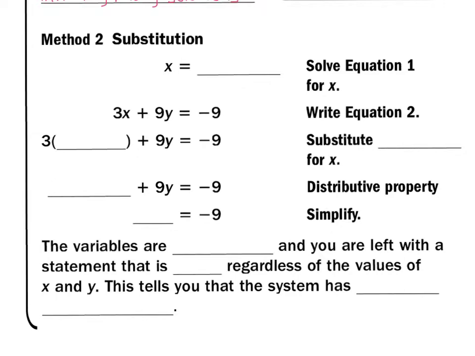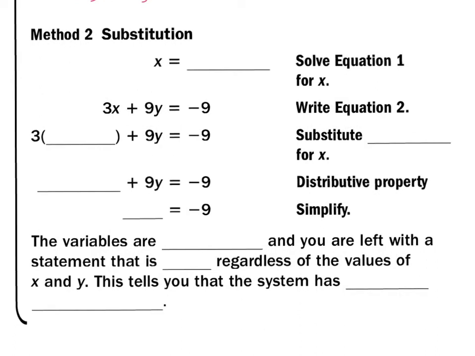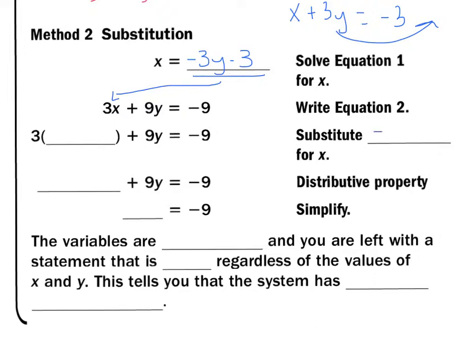Equation 1, the original equation, was x plus 3y equals negative 3. To solve that for x, you're going to simply subtract the 3y on the left side, and you'll get negative 3y minus 3. Then you would take that and substitute it in for x in the second equation. So we're going to substitute negative 3y minus 3 for x.